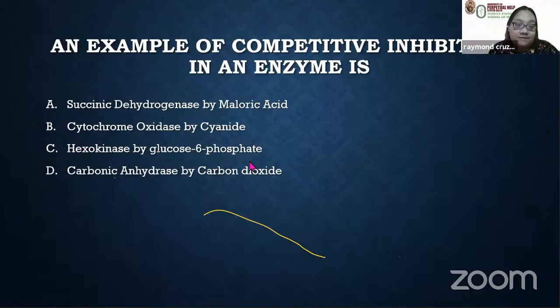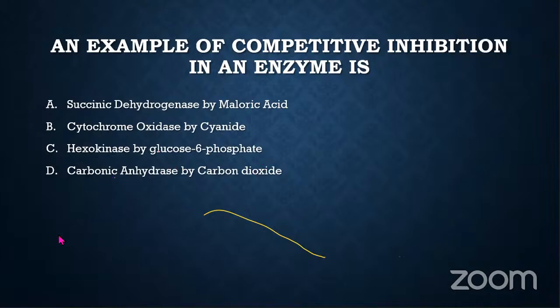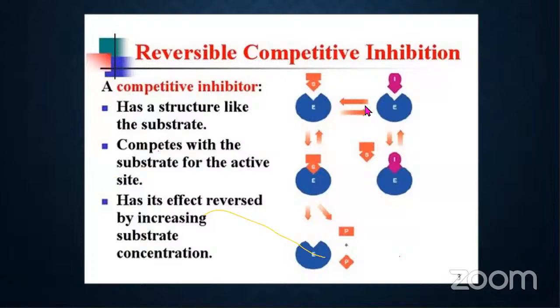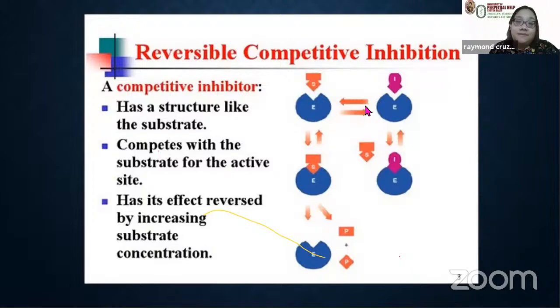Yes, ma'am. Non-competitive. You know your G6P, your glycolysis. This is your reversible competitive inhibition. Your competitive inhibitor has a structure like the substrate, so it enters, competes with the substrate for the active site, and has its effect reversed by increasing your substrate concentration.